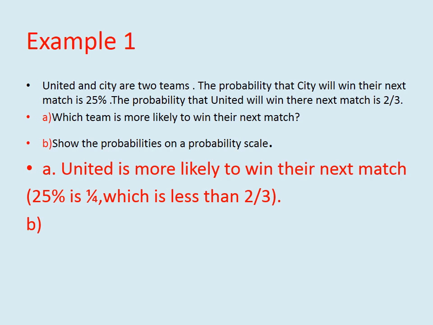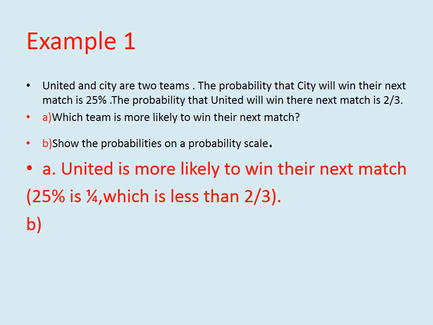United is more likely to win their match. Why? Because 25% is a quarter, right? If we convert 25% and write it as a fraction, it's a quarter. And a quarter is less than 2/3. So United is more likely to win their next match.